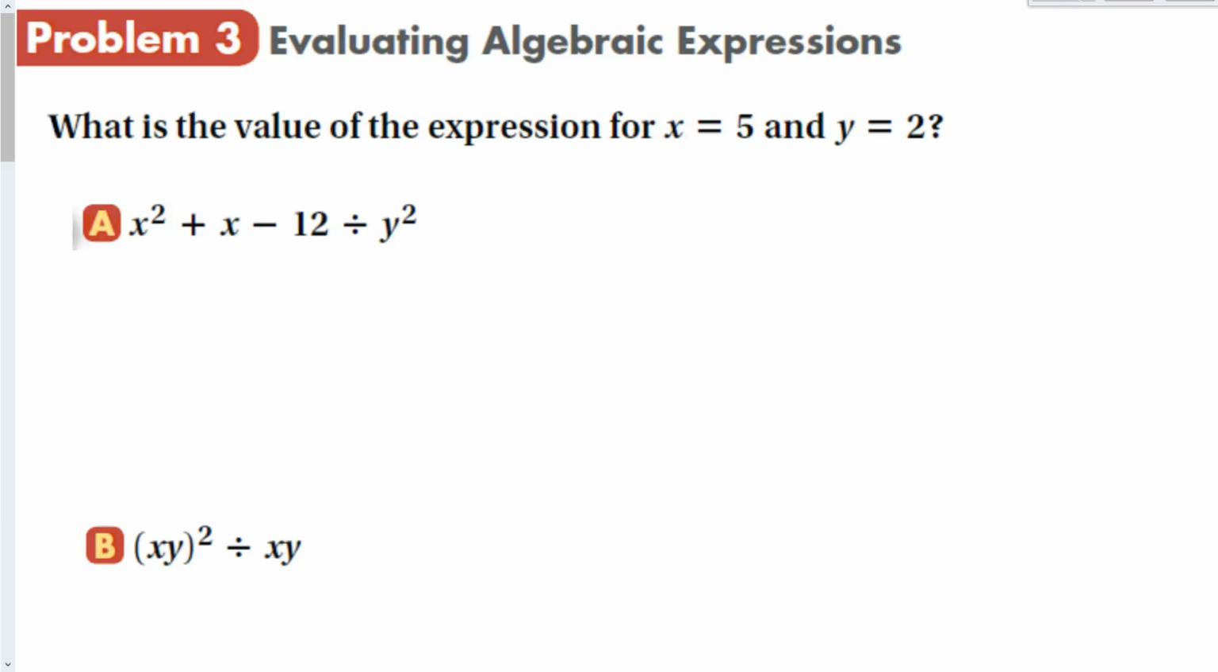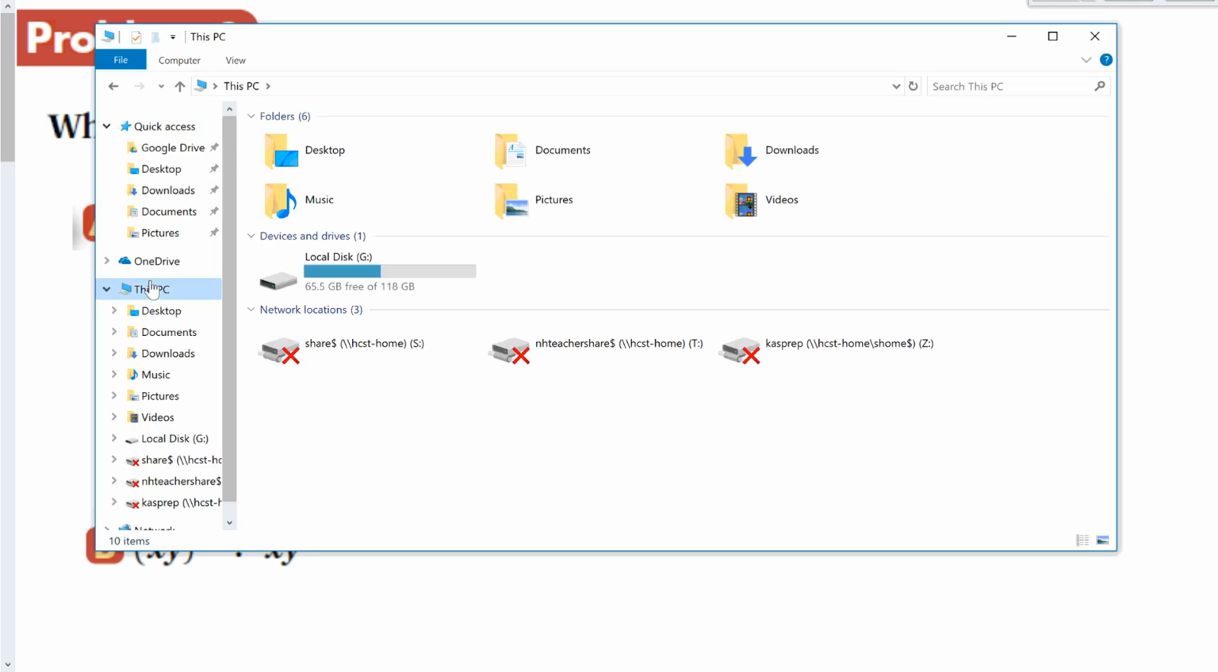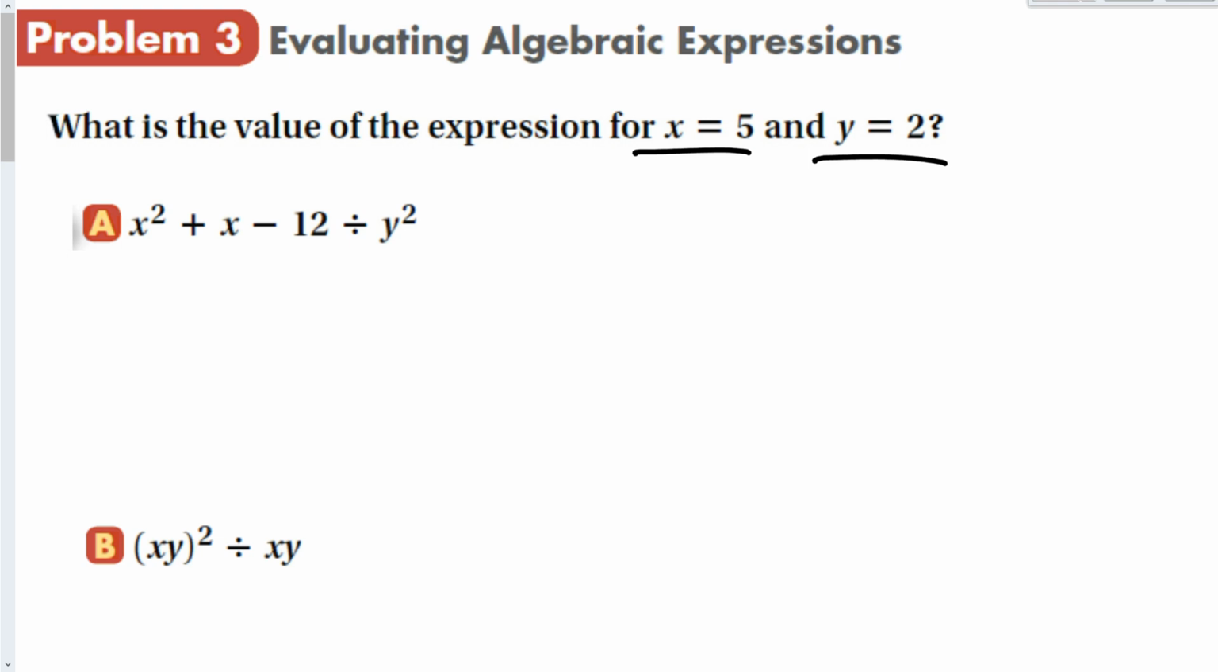So while these expressions in A and B look a little complicated, they're not, because we know what x is equal to and we know what y is equal to. Okay, so problem 3 is evaluating algebraic expressions. So what is the value of the expression for x is equal to 5, y is equal to 2? Just replace them. So instead of x, we write 5 squared plus 5 minus 12 divided by, now this is y, so that's 2 squared.